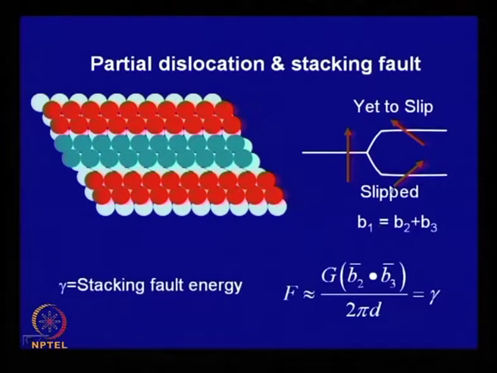Approximately what we can say, there will be a repulsive force acting between the two, which can be calculated like this: G b2 dot b3 over 2 pi d, where d is the distance between the two partials, and this distance will be determined by the magnitude of stacking fault energy. If the stacking fault energy is high, the separation distance between the two partials will be low.